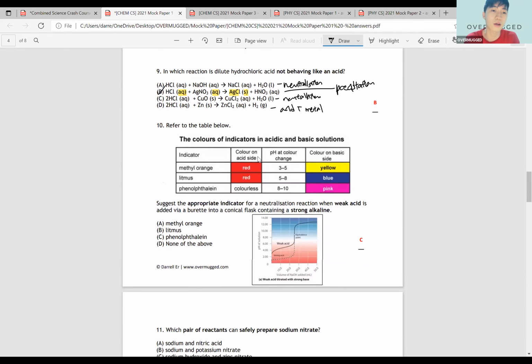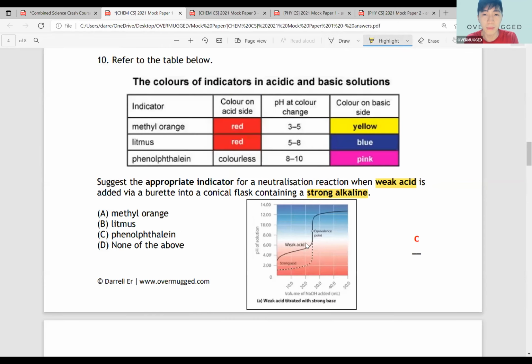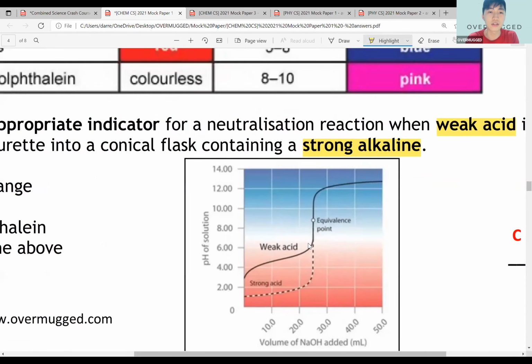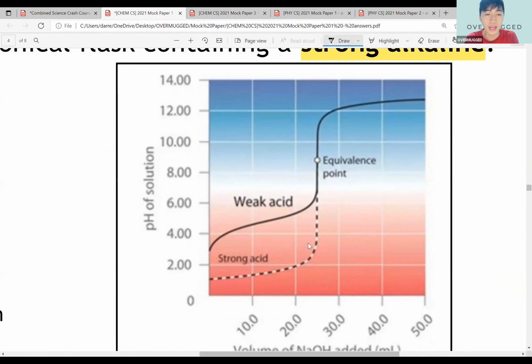Next, question 10. This is a question on indicators. Here, the question gave us the pH at which the indicator will have a change in color. The terminology you need to be familiar with here is weak acid, strong alkaline. What is the implied meaning when we talk about weak acid? If you take a look at this neutralization curve that I've shown here, a weak acid doesn't start at pH 1 or 2. The max it could reach is probably somewhere around pH 3. But a strong alkaline is around pH 13. So this is 3, this is 13. So where is my midpoint around?